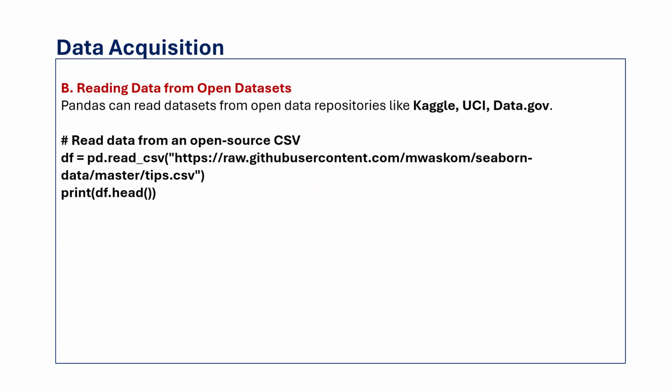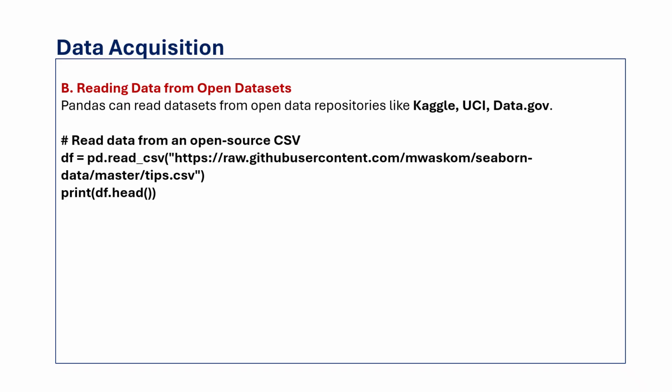For data acquisition, reading data from open datasets. Open datasets are publicly available datasets that anyone can use for learning, research, and analysis. These datasets are available from sources like Kaggle, the UCI Machine Learning Repository, and government data portals. Pandas provides functions to read these datasets easily.